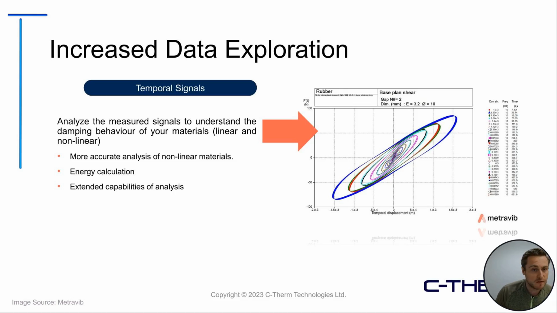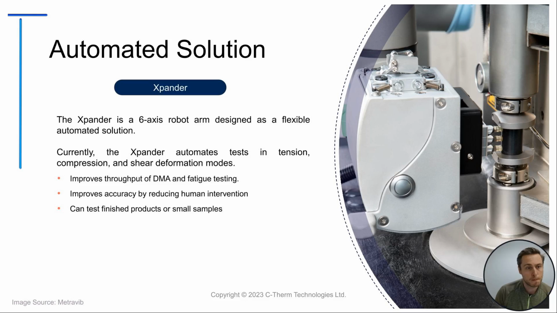There are also some other unique features that come with the DMA. One includes temporal signals. This allows you to analyze the measured signals to understand the damping behavior of materials in the linear and nonlinear range. This provides more accurate analysis for nonlinear materials. It allows you to do advanced energy calculations, and it just overall extends your capabilities of analysis, giving you more tools to understand your materials.